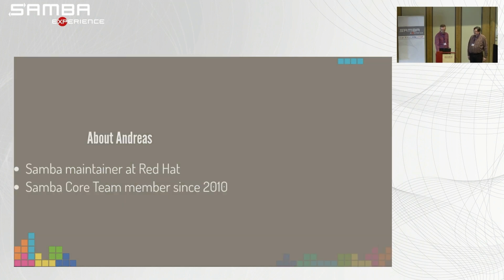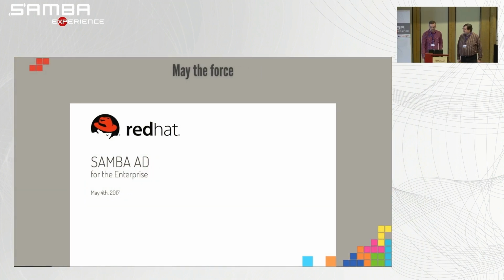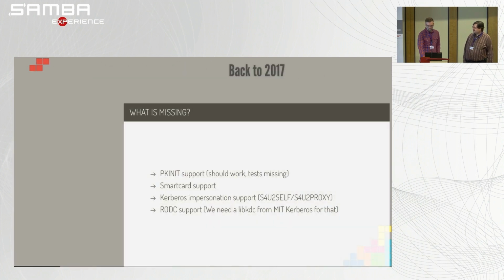Yeah, so let's go back a bit. This is a continuation of a talk that happened 6 years ago. Can someone tell what happened 6 years ago? 6 years ago, we hopefully presented that Samba AD could be ready for enterprise. And that talk was showing how you can build Samba AD with MIT Kerberos. We ended up with, I think, 4 questions for the future.